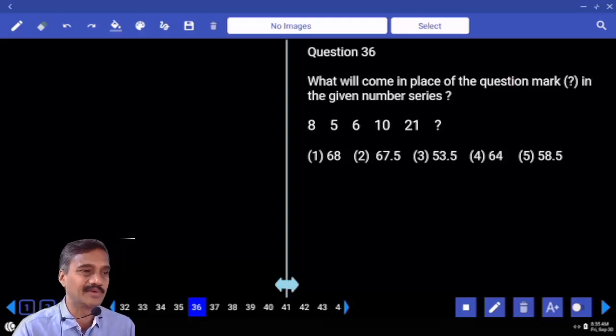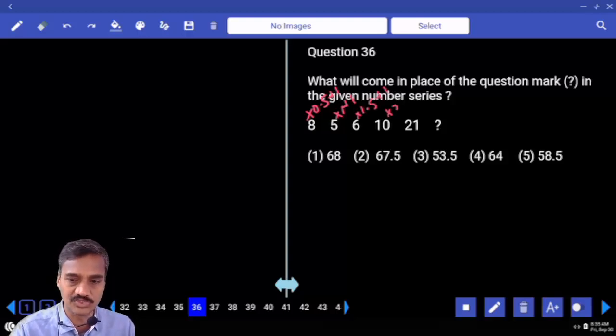Now, 8 and 5: the number is decreased. If the number decreases, what should we do? Multiply by 0.5 or by 1 minus something. 8 into 0.5 is 4, plus 1. And 5 into 1 plus 1. Next one, into 1.5: 6 into 1.5 is 9, plus 1 is 10.